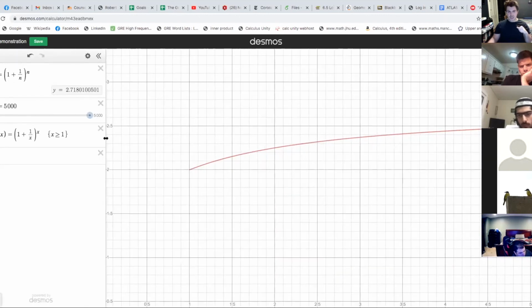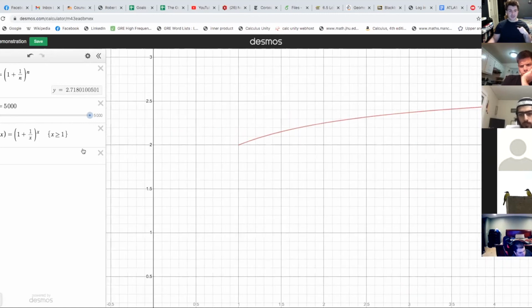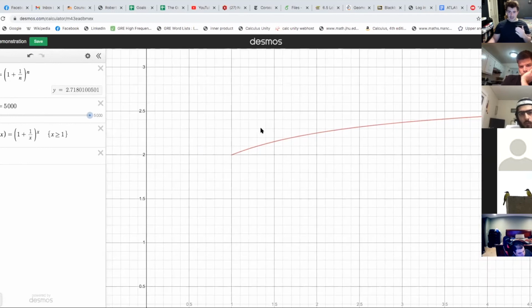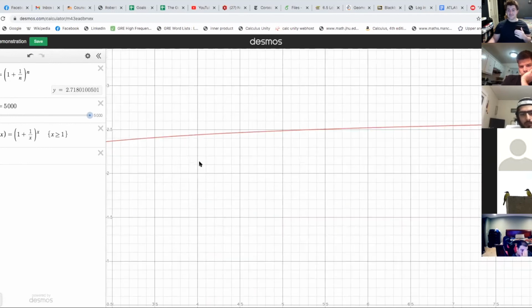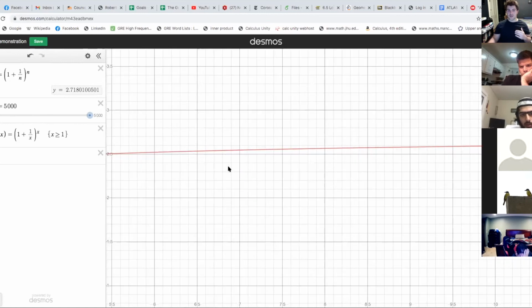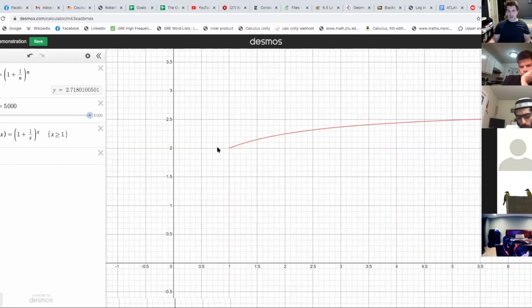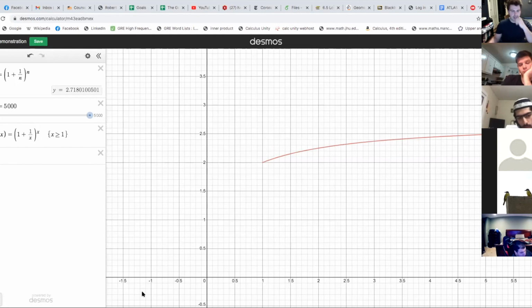You can also see this with the graph. What I have graphed here is 1 plus 1 over x to the x. And you can see that as I let x get larger and larger, it's getting a horizontal asymptote at that 2.71 value. You can just look at the y coordinate. It's going to slowly get closer and closer to that 2.7. So we've seen here that as I make n huge and huge, this quantity approaches this number, 2.718 and so on, and that number is actually E.